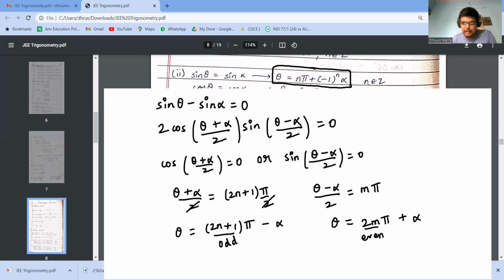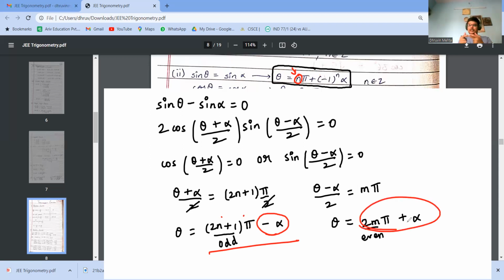So now understand this carefully. If this n is an odd number, then this is odd number into pi, correct? Now what is minus 1 raised to an odd number, guys? Minus 1. And here we have minus alpha. Can you see that? So this makes sense. If n is an even number, what is minus 1 raised to an even number? 1. So we have plus alpha. So the combined form of these two formulas is the one which we have written, n pi plus (minus 1) to the power n alpha.